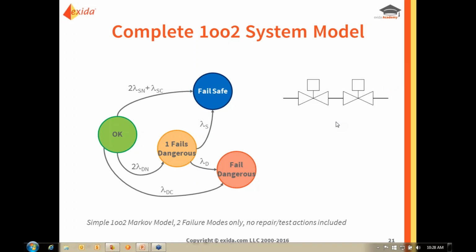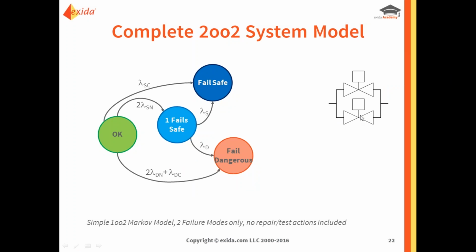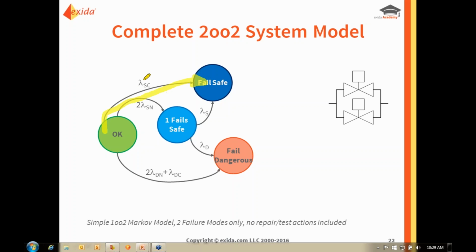Now the same approach is true for a 2 out of 2 system. We have 2 out of 2 designed to prevent spurious failures. We see that if a safe common cause failure occurs, we immediately transition to the fail-safe state through the safe common cause failure rate. We see that we can have a scenario where 1 of the 2 fails safe. We would still be able to continue to operate.